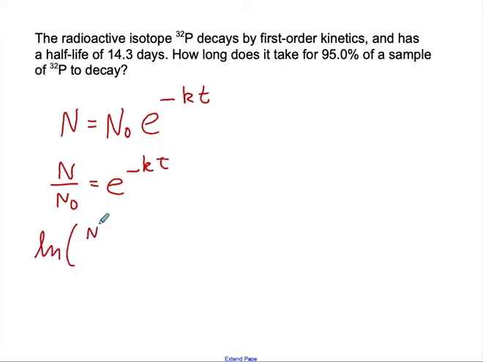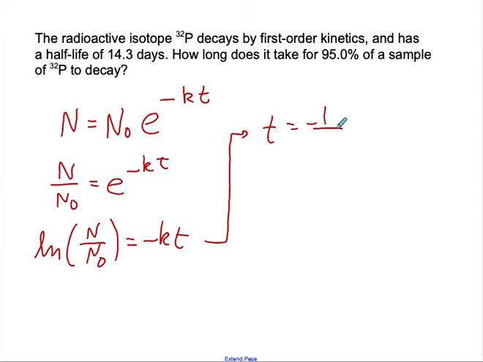Natural logarithm of n over n naught equals negative kt. Or rearranging further, let's take it up here. t equals negative 1 over k times the natural log of n over n naught. Okay. Now we have the problem of what do we plug in for our initial concentrations?